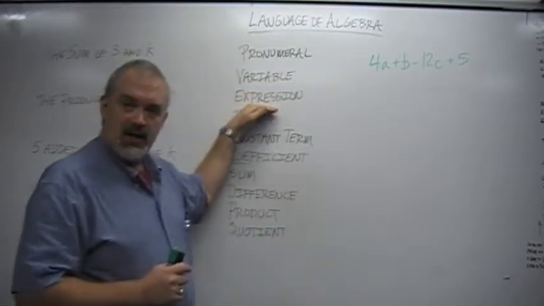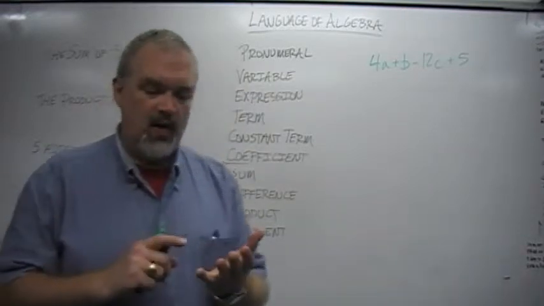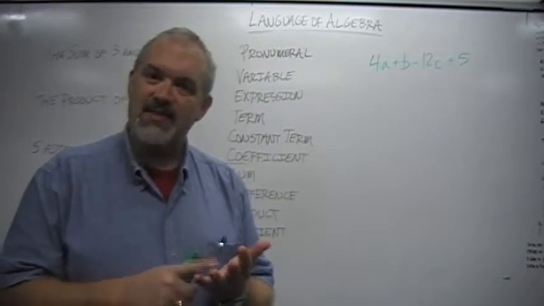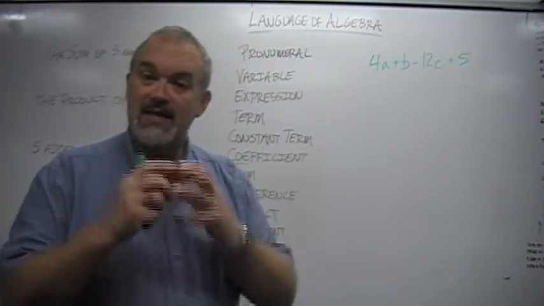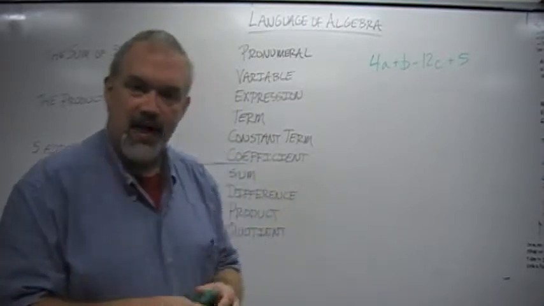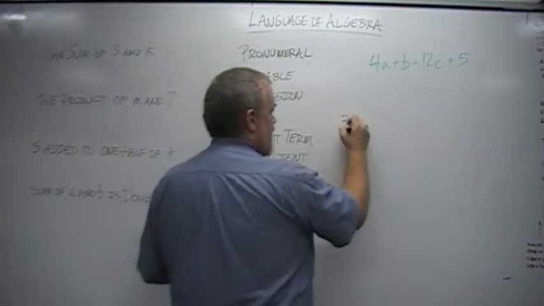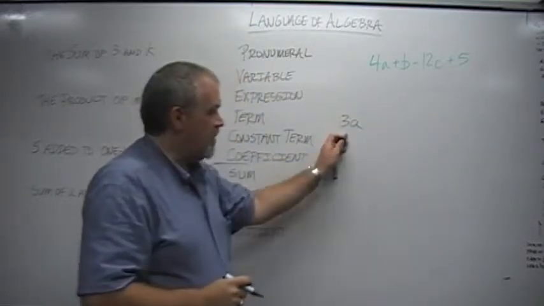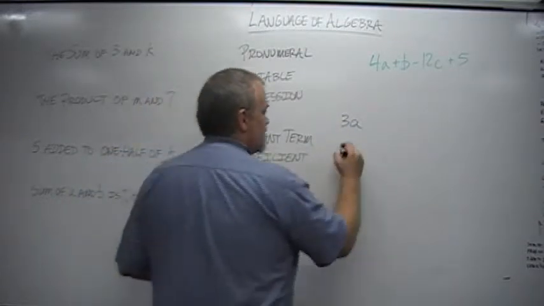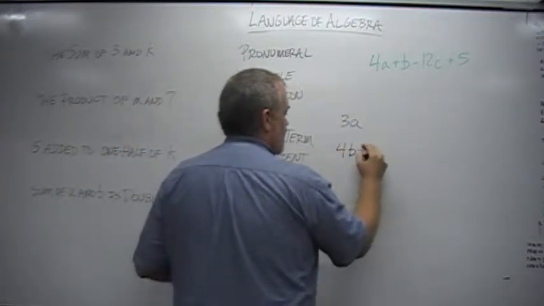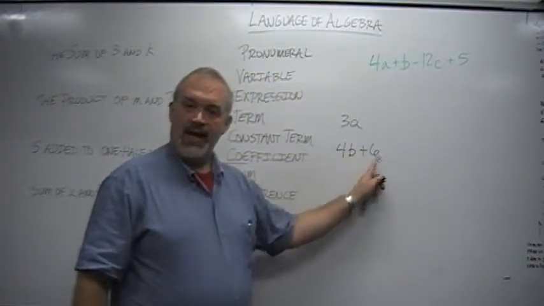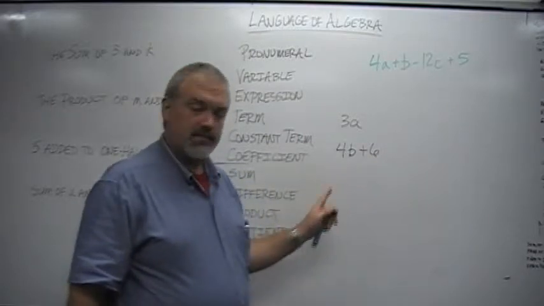An expression is a combination of pronumerals, numbers, and various mathematical operators: add, subtract, multiply, divide. Okay? It doesn't have to have all of those things, but it can have a variety of them. So, for example, something like 3a is an expression. It's a number and a pronumeral, and they're multiplied together, 3 times a. Maybe we have something like 4b plus 6. We've got numbers and a pronumeral and some addition and some multiplication.